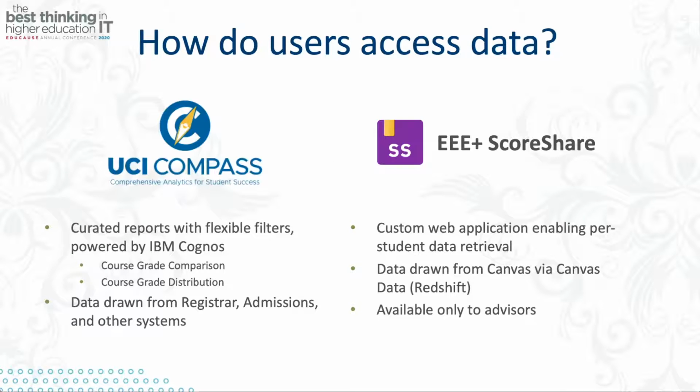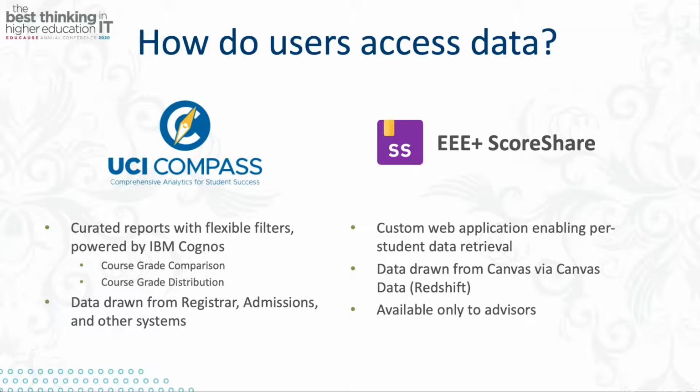So how do users access all of this data? There's the registrar systems, which I mentioned a second ago, but then the two that I'll be talking about today are UCI COMPASS, which is a project that I work on. We provide curated reports with a flexible set of filters. It's all powered by the IBM Cognos Business Intelligence tool. The two that I'll be showing today are our grade comparison and grade distribution tools.